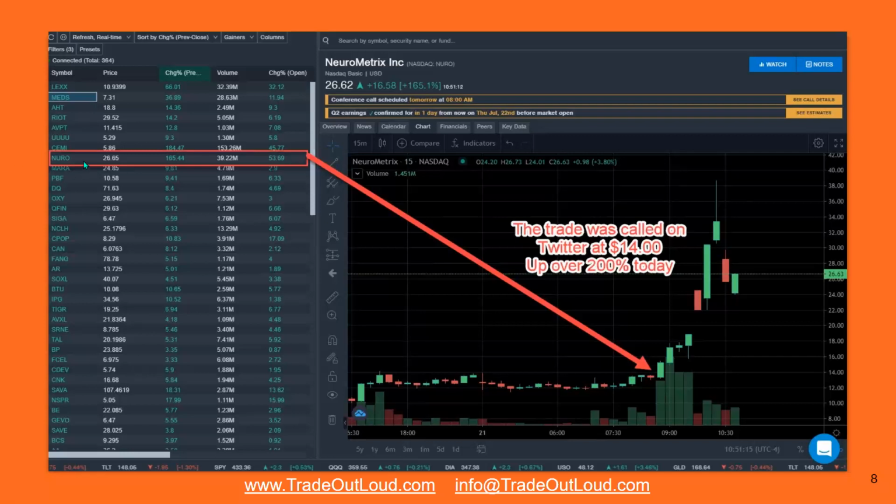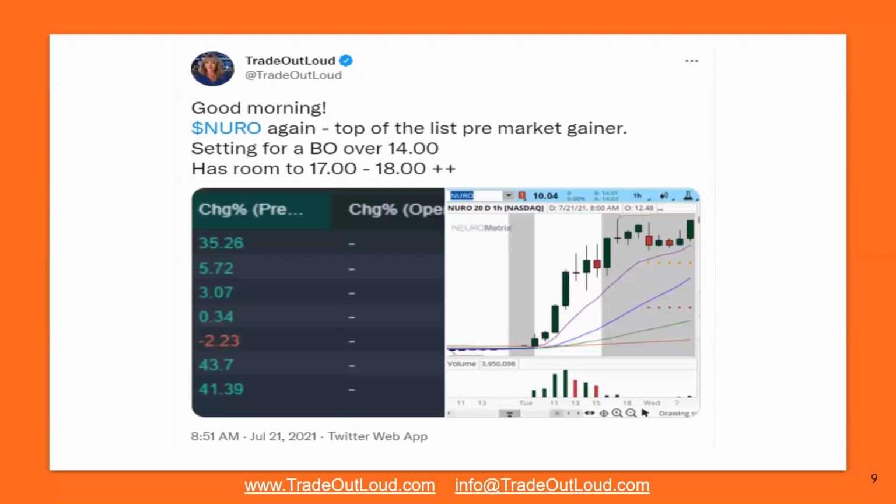So in my pre-market scan, I had Neuro. Take a look at this. The trade was called at $14. It went close to $40, very close. It had a gain of over $25. $25. This is the trade.